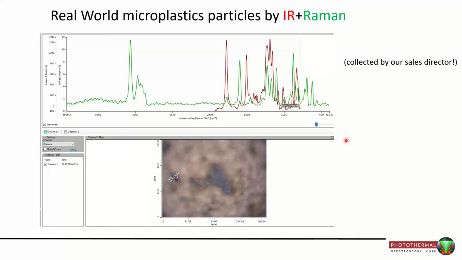Okay. This is a real-world plastics sample, so a microplastic sample. Again, IR and Raman. I've jokingly mentioned that this was collected by our sales director, so I like to joke that even a salesman can collect high-quality spectra very quickly and very easily.